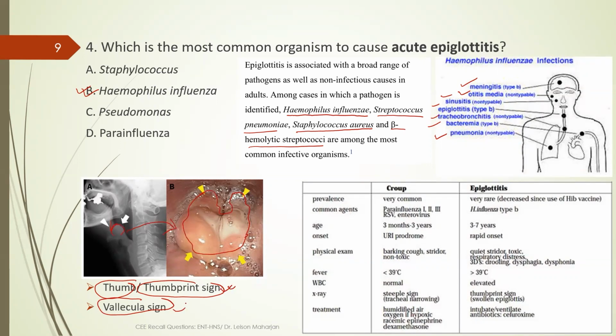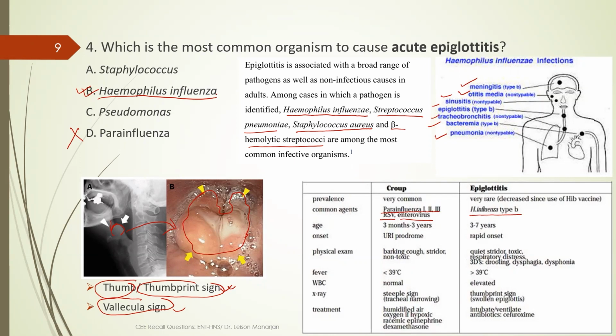And in this chapter also comes croup versus epiglottitis. So there is a table, and we can see in the table that viruses are a very common causative agent for croup, such as the parainfluenza virus. So this is responsible for croup. RSV, enterovirus, whereas H. influenzae is the commonest for epiglottitis.